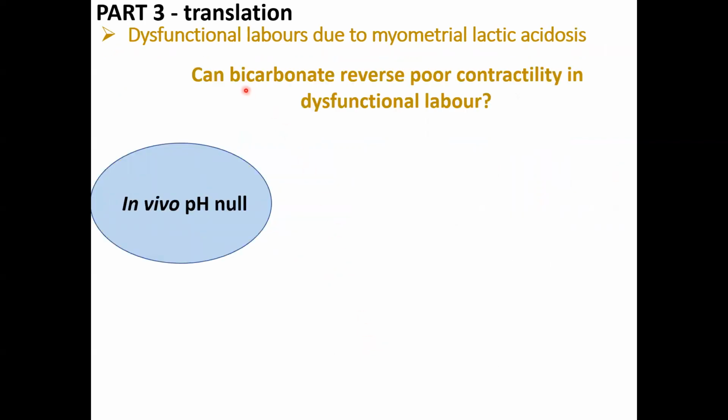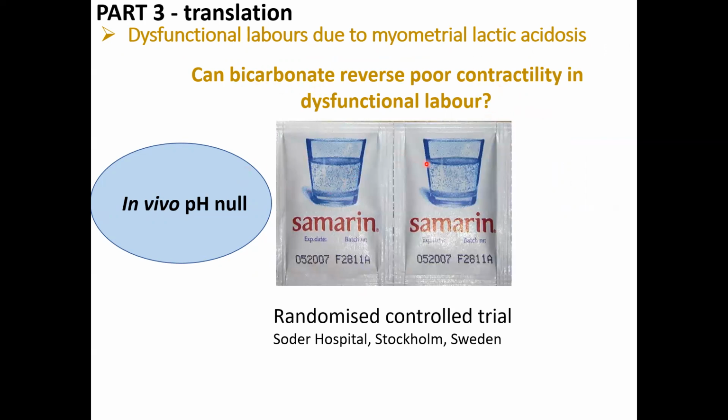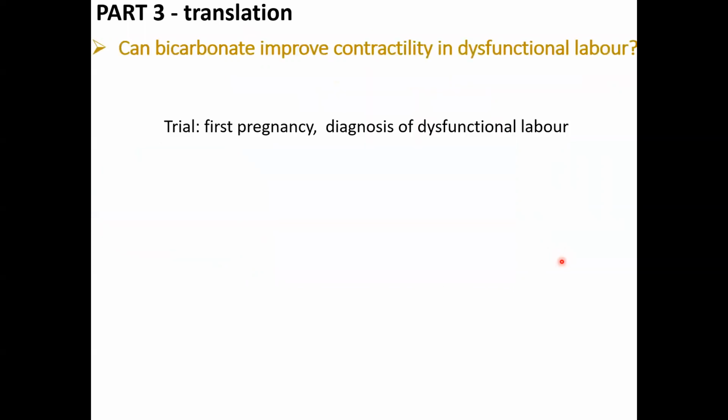So we wanted to know whether bicarbonate can reverse poor contractility in women labouring dysfunctionally. This is basically sodium bicarbonate. It'll be the same in every country where you can get it, probably from the corner shop or the chemist, sachets of sodium bicarbonate, sometimes made more palatable, say, with some vitamin C added, but basically you add it to water and you get this palatable fizzy drink.